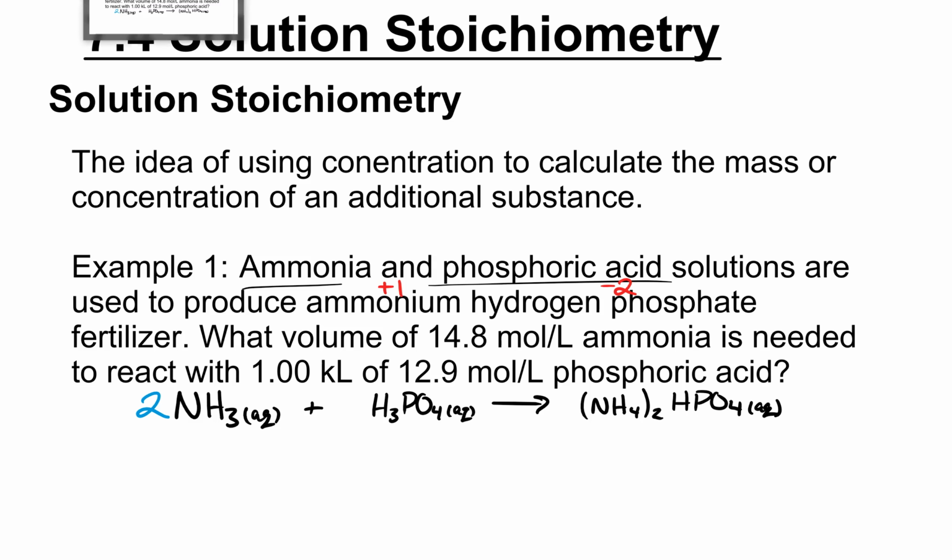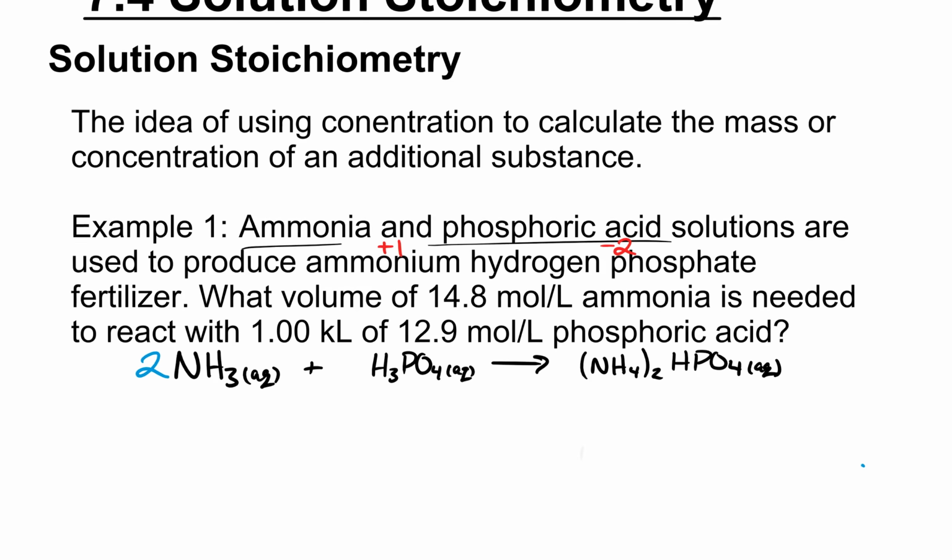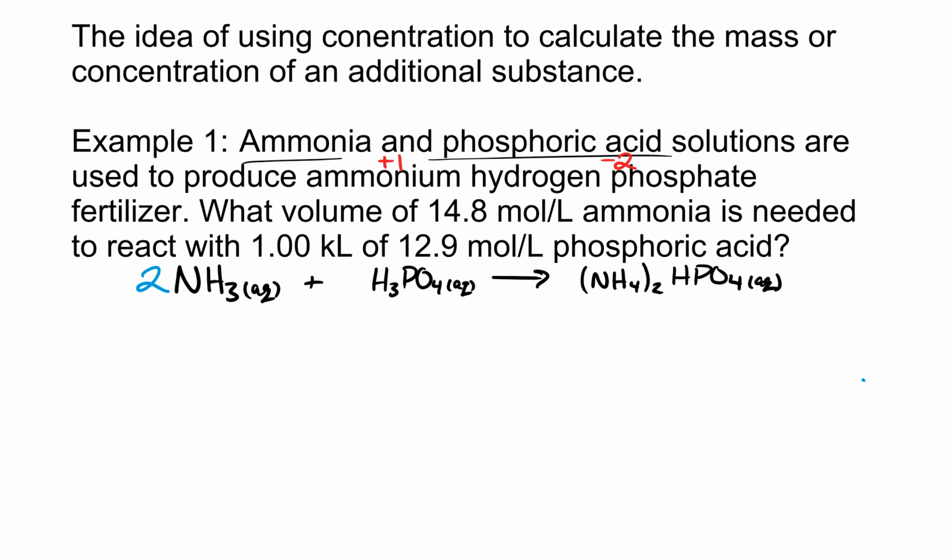So we've got a balanced chemical reaction. Every time we do a balanced chemical reaction, we always have to write our puzzle pieces below that. Let's see what information we have. It says what volume of ammonia. So we are looking for volume of ammonia, but we also have 14.8 mole per liter ammonia. So let's write that down. 14.8 moles of ammonia in every 1 liter of ammonia.